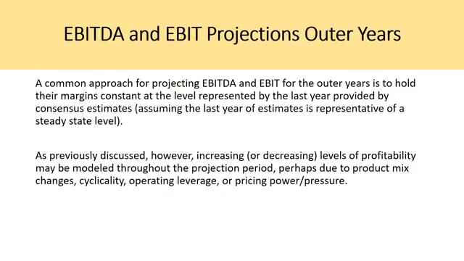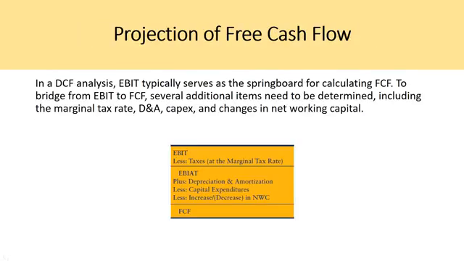Okay, so as previously discussed, however, increasing or decreasing levels of profitability may be modeled throughout the projection period, perhaps due to product mix changes, cyclicality, operating leverage, or pricing power or pressure, right? So it depends on the company. Now, in a DCF analysis, EBIT typically serves as the springboard for calculating free cash flow. To bridge from EBIT to free cash flow, several additional items need to be determined, including the marginal tax rate, depreciation and amortization, capex, and changes in net working capital.